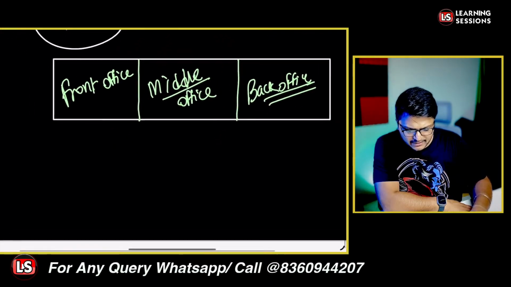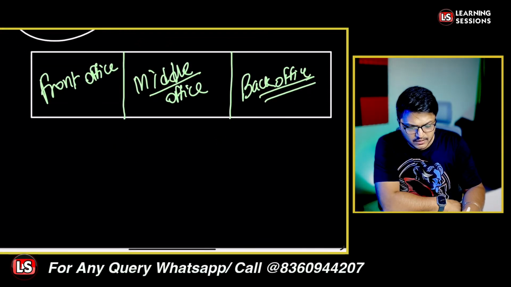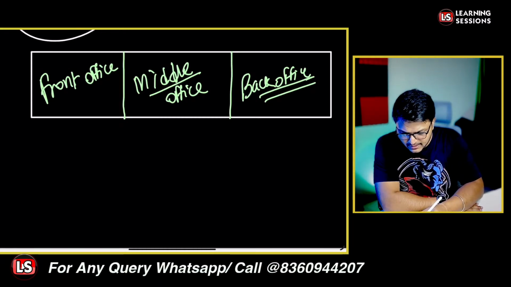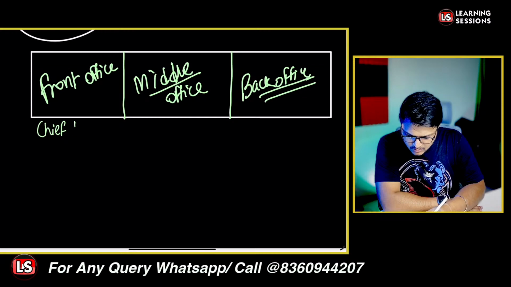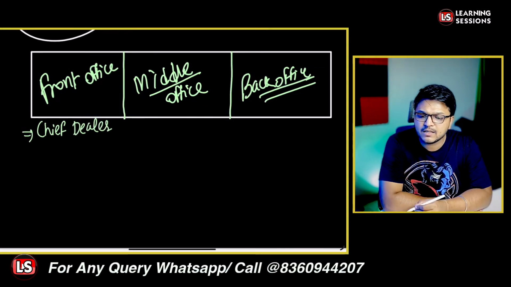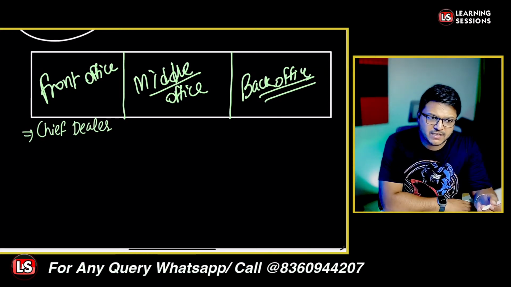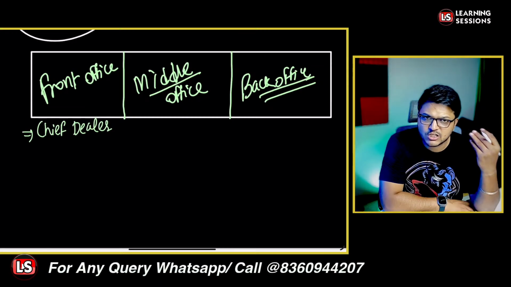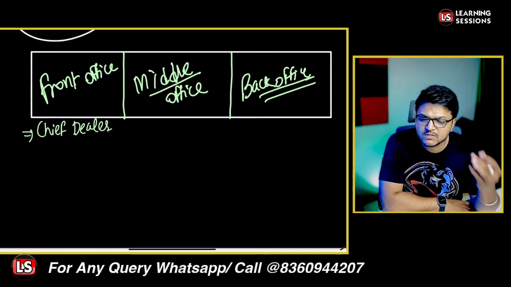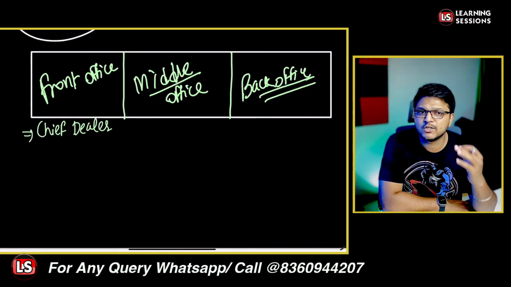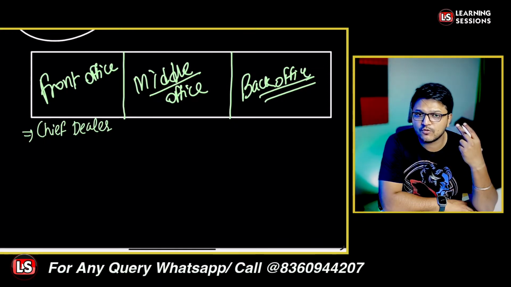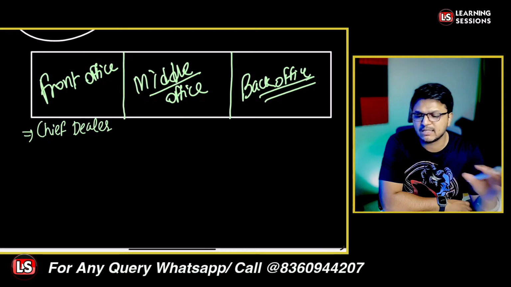In the dealing room, we have different dealers, and there is a chief dealer also. The chief dealer is the head of all the dealers, but there are other dealers also. Each dealer basically specializes in one of the markets, like one may specialize in the foreign exchange market, the money market, or a particular securities market. But generally, dealers are familiar with the working of all the markets, whether the money market, the foreign exchange market, or the capital market.